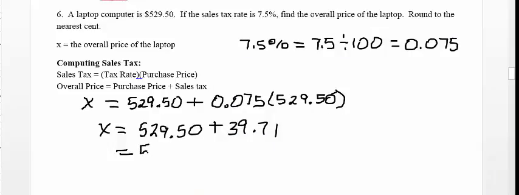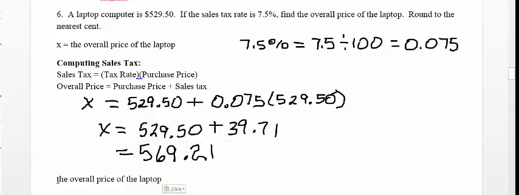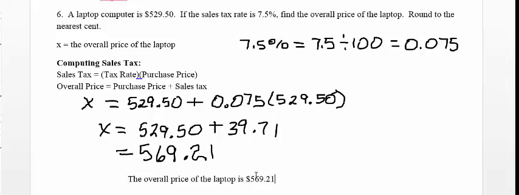I add those together and I get $569.21. That's the overall price of the laptop. And notice how to give a good sentence, I use words that were right in the original problem. The overall price of the laptop is $569.21.